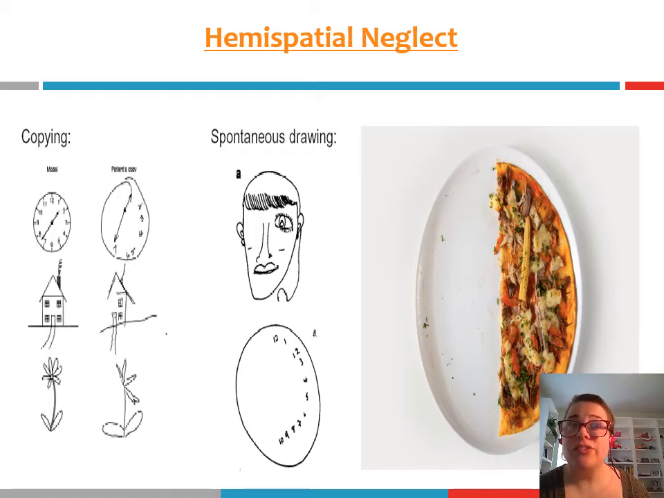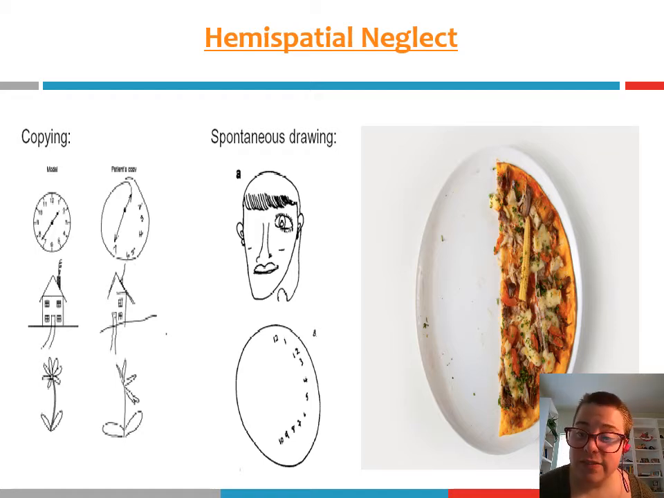So the way that we define this, or the way that it manifests, is it's defined by the inability of a person to process and perceive stimuli on one side of the body or environment, provided that inability is not due to a lack of sensation or a lack of vision, right?